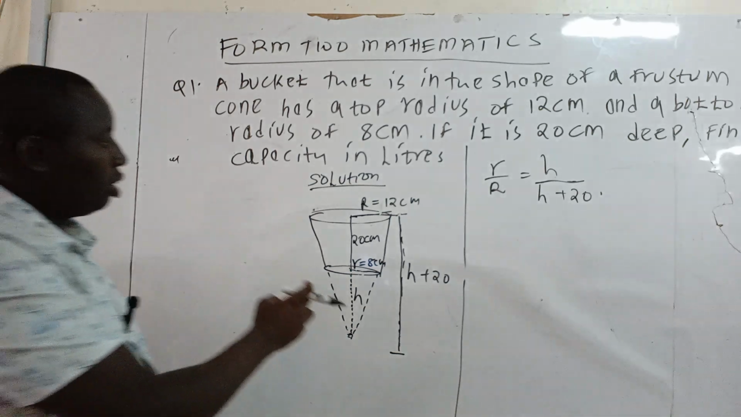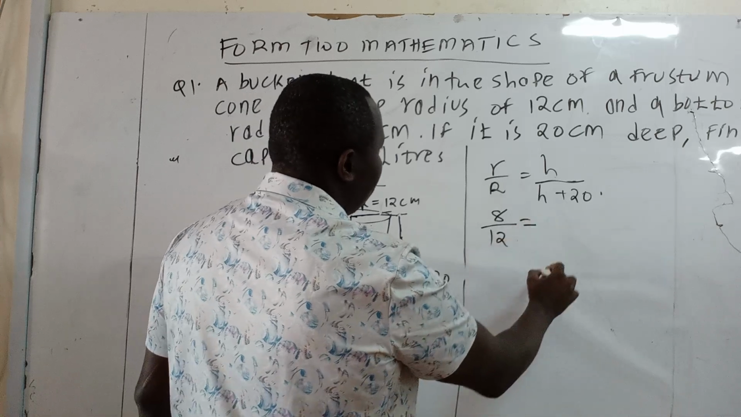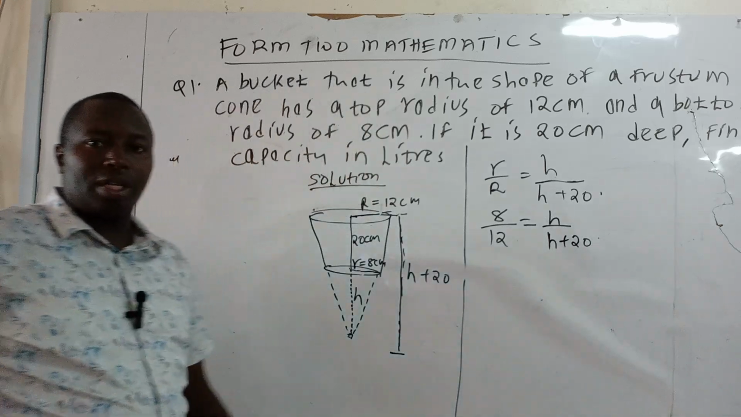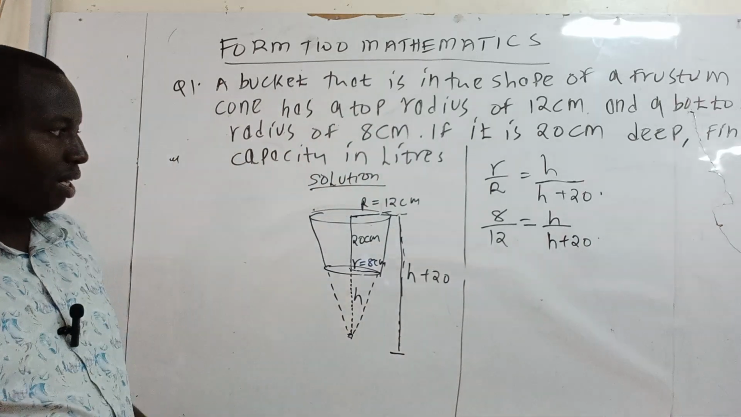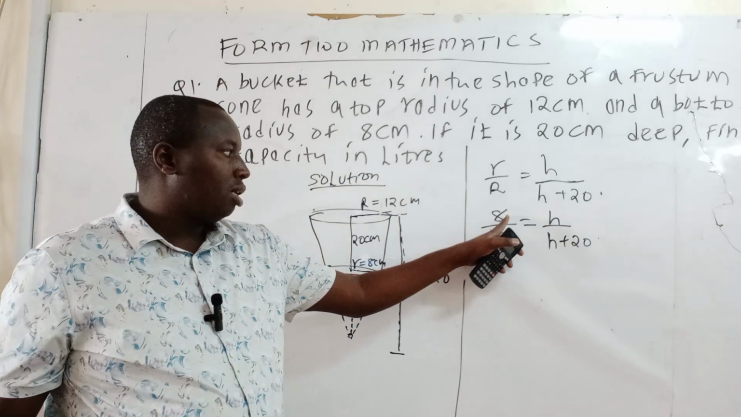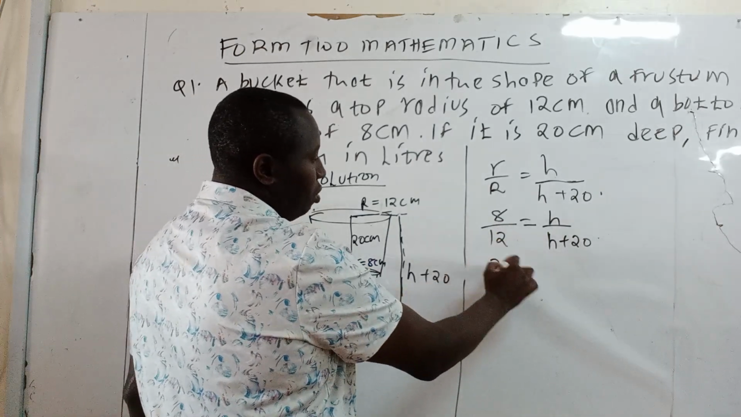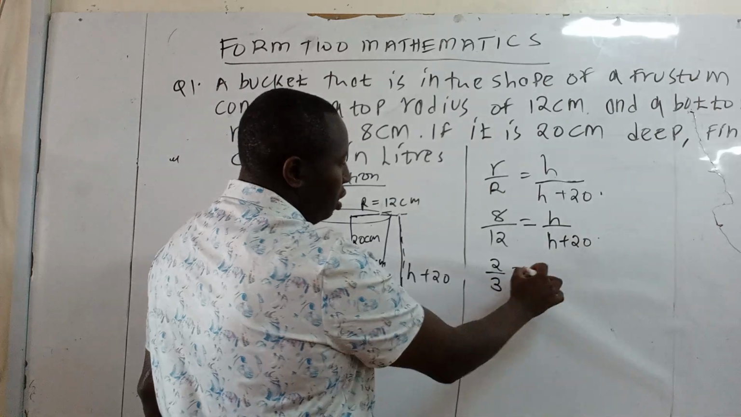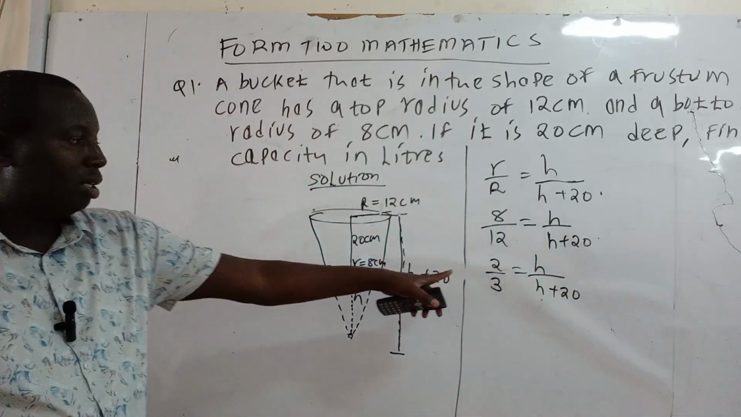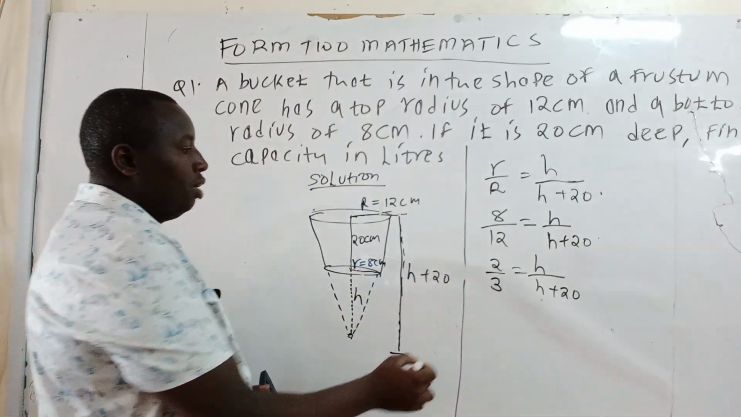Now our r is 8, and R, the radius of the big cone, is 12. So you get 8 over 12 equals h all over h plus 20. You need to find the height of the cone that has been cut. At this level you can simplify: 8 divided by 4 is 2, and 12 divided by 4 is 3. You get 2 over 3 equals h over h plus 20. Then from there, you cross multiply.